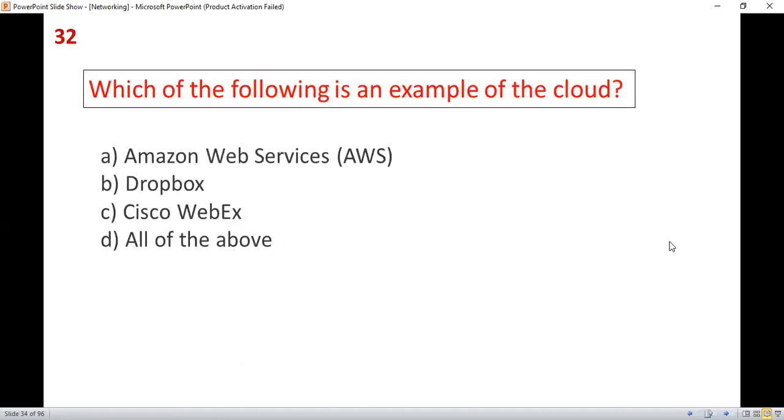Which of the following is an example of the cloud? This is also a very simple question. Okay. Anyone else?